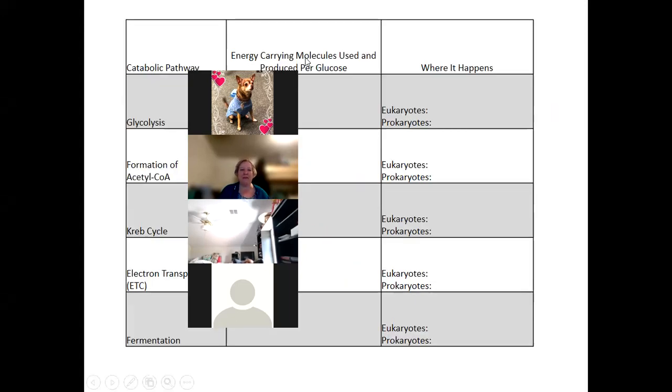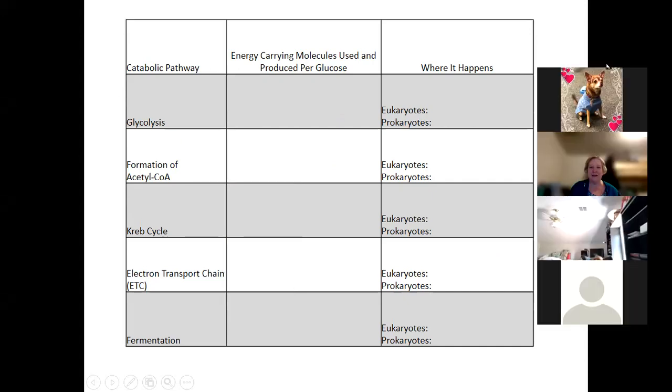Okay, so I'm going to give you a couple of minutes to do this table, okay? So for here, I'm looking for energy-carrying molecules that are used or produced per glucose. So we're talking ATP, we're talking ADP, we're talking NADH plus, NADH and NAD plus, okay? FAD and FAD plus, okay? So we'll give you 2 minutes.